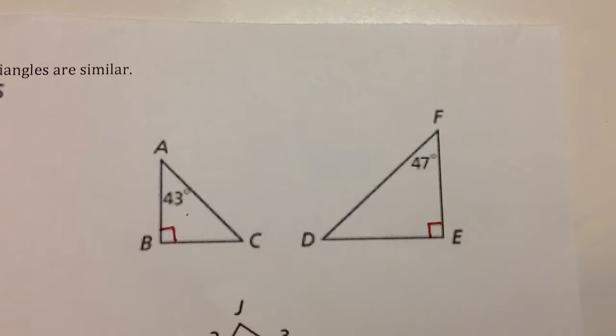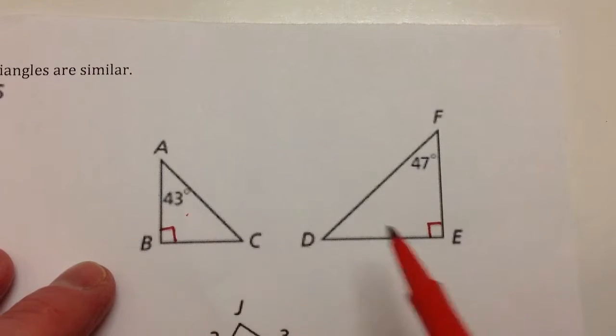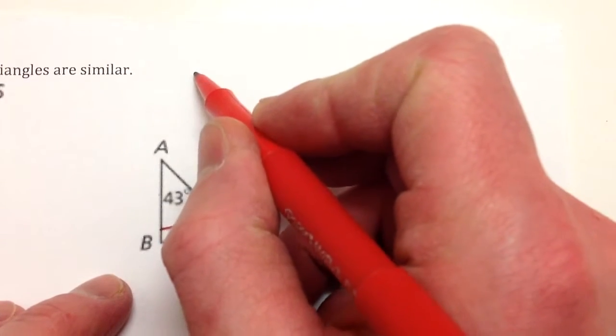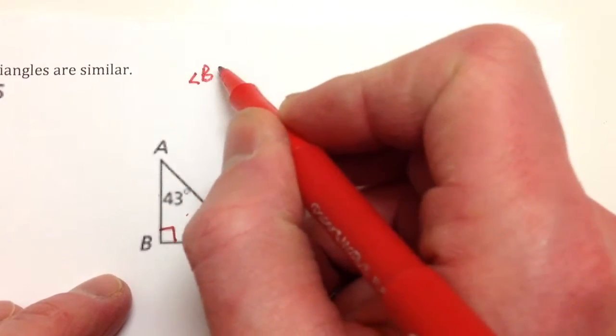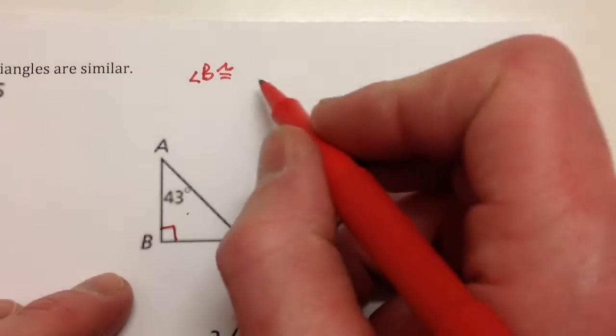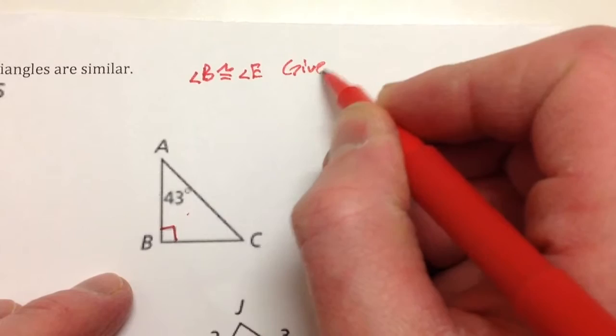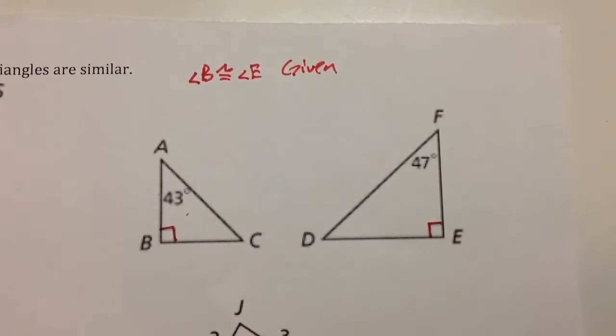Now, I already have two 90-degree angles that are given. And so we can say that angle B is congruent with angle E, and the reasoning there is given. They're both 90 degrees. You could also say that they're both 90 degrees. I think I did that in the actual notes, in the note keys.